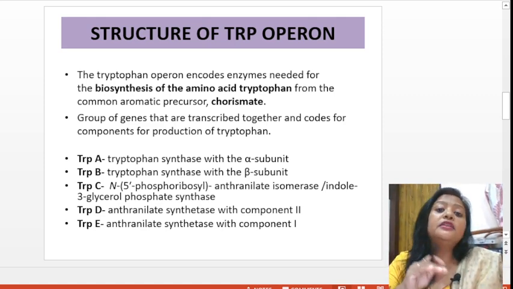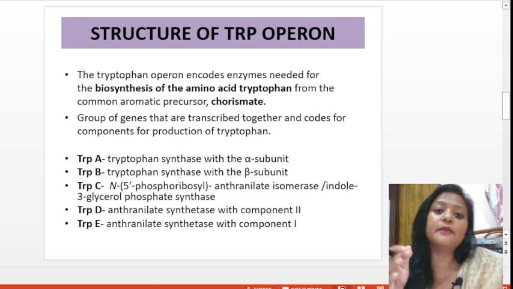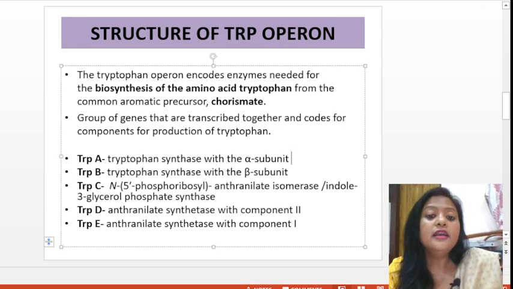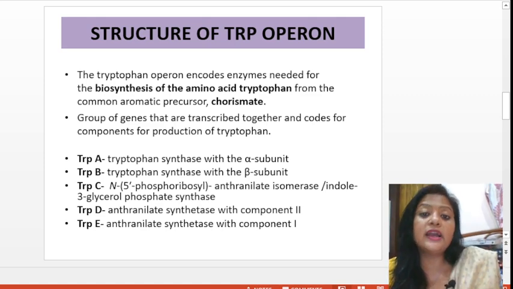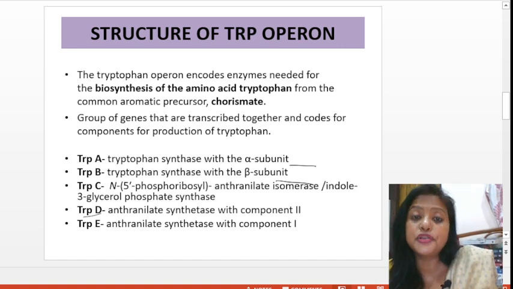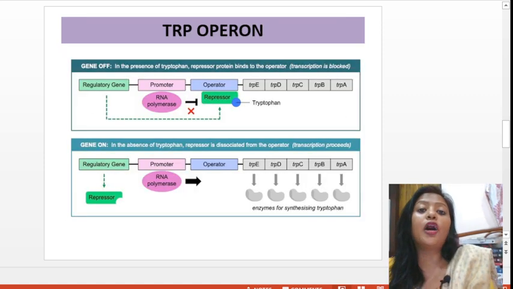Now again here there are different structural genes, that is, trp A, B, C, D, E. So what do they signify out here? You can see, trpA signifies tryptophan synthase, alpha subunit. Tryptophan synthase, beta subunit for B. For C we have N5 phosphoribosyl anthranilate isomerase or indole 3-glycerol phosphate synthase. For trpD we have anthranilate synthase component 2, and trpE is anthranilate synthase component 1. So these are all the 5 structural genes of the tryptophan operon.